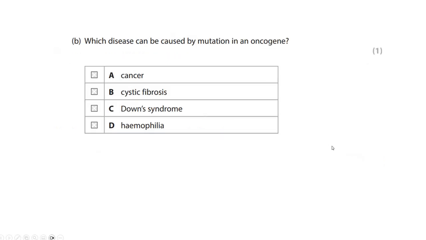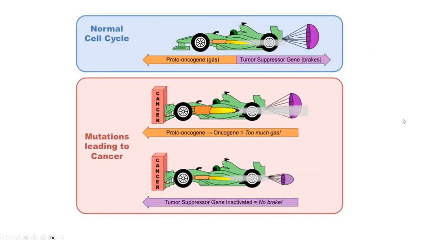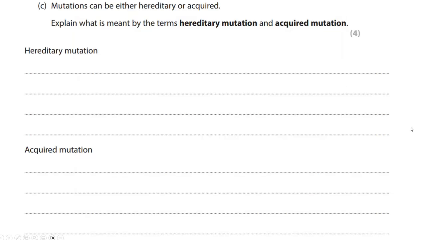Which disease can be caused by mutation in an oncogene? It would be cancer is caused by mutation in the oncogene. Mutations can be either hereditary or acquired. Explain what is meant by the terms hereditary mutation and acquired mutation.